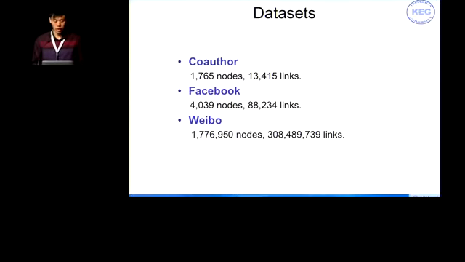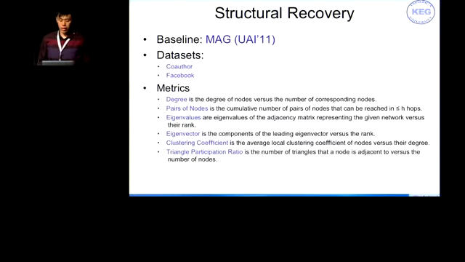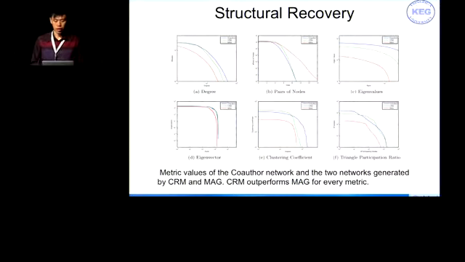So the authors conducted the experiment on 3 social network data sets. The first one is a co-author network, the second one is a sample of the Facebook network, and the third one is a subgraph of the Weibo network. In the first structure recovery task, they compare the proposed method with a baseline method called MAG. The experiment is conducted by comparing the 6 metrics introduced in the previous slides. The figure shows the experimental result.